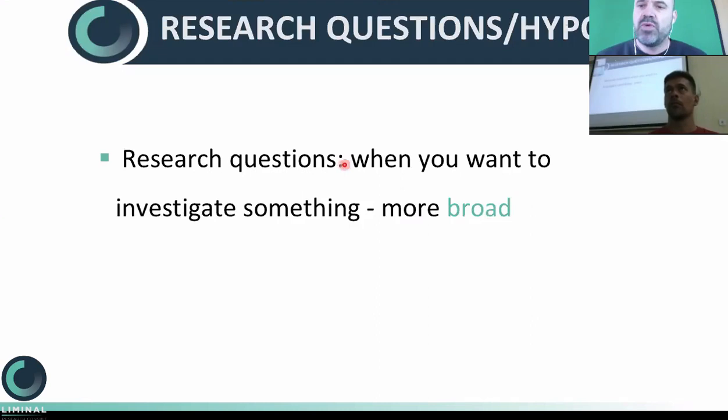The research questions. What's the difference between the research question and the hypothesis? Can some of you tell me? Is there somebody that wants to tell me? Anyone? The difference between hypothesis and the research question.